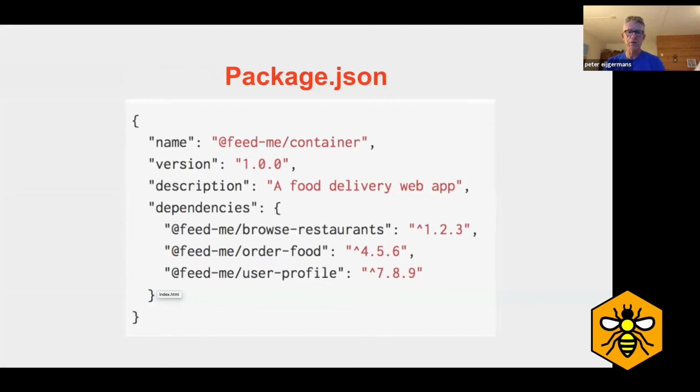For this container, we have the container application, and it has 3 dependencies, and these dependencies contain the packaged micro frontends with their own version numbers, and we package this all together at build time.